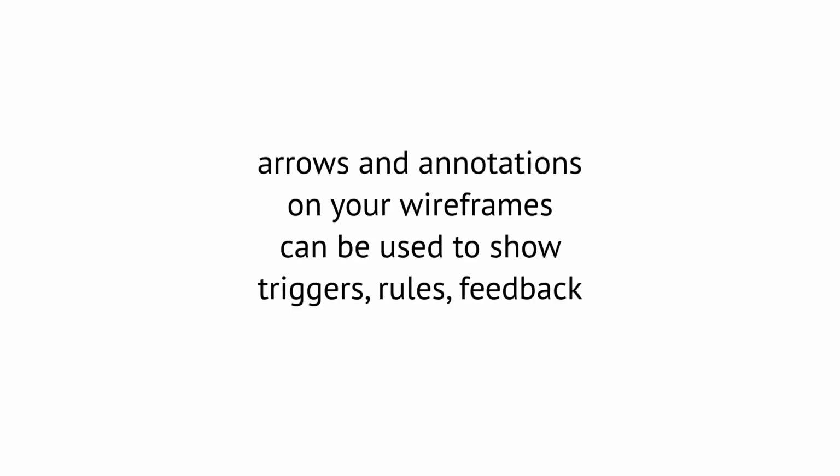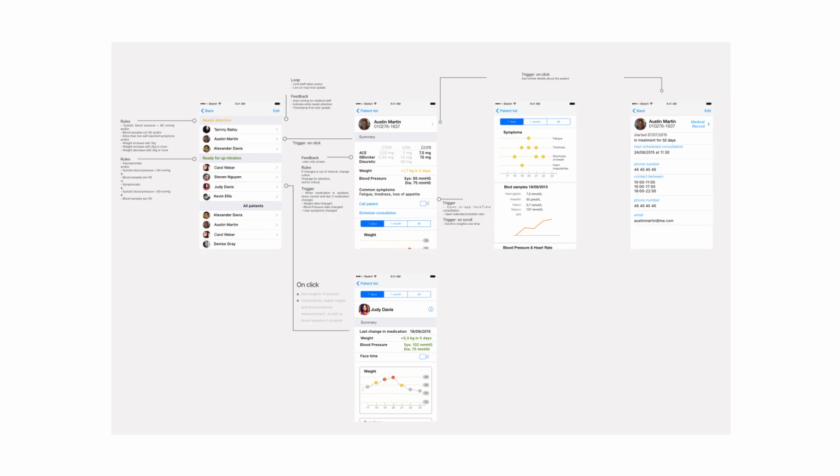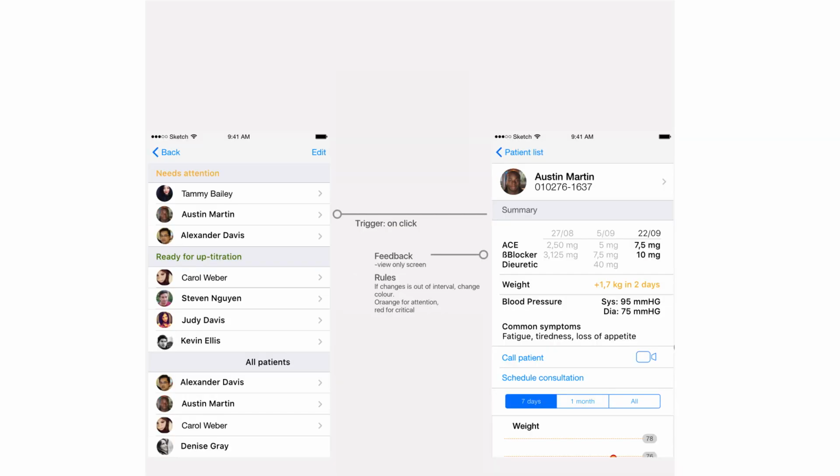One way of describing all of this is to use arrows and annotations on your wireframes. I'll give a few examples here. So here's a little part of a system, and if we zoom in on it, you can see that there's a trigger described. You can click on Austin Martin here, which is in this case a patient in a list. So the trigger is that the user clicks on that. And the feedback in this case is that the screen changes immediately. You see a different view.